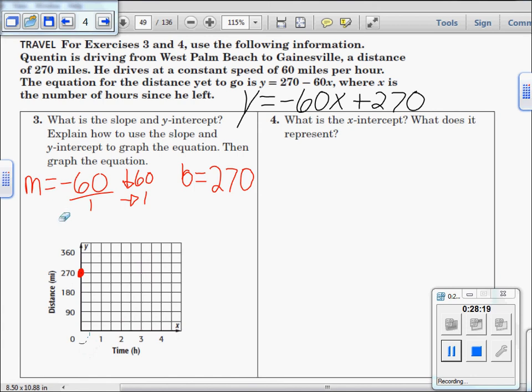Okay, so remember, step 1 of graphing equations was to find your slope and y-intercept. Step 2, graph your y-intercept. Step 3, graph your slope from the y-intercept. So from that y-intercept, we're gonna go down 60 over 1.